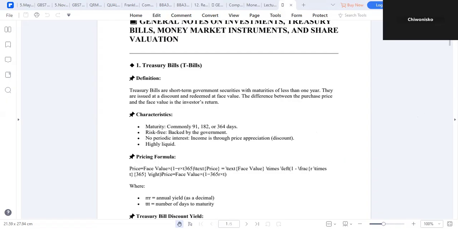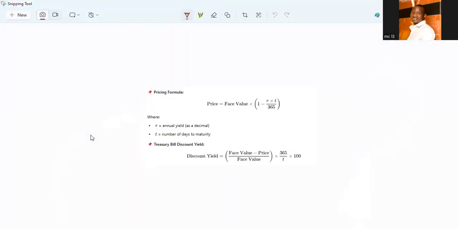So when you're dealing with treasury bills, the formula that we use to calculate treasury bills is as given below. It's given by the face value times 1. That is the formula for the treasury bills. Price is equal to the face value times (1 minus R times T over 360).